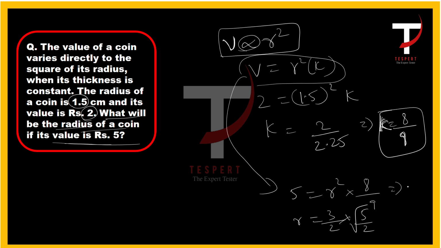Why? Because r square will be equal to 45 by 8, right? If we split this, then we will get 3 by 2 root over 5 by 2. Then r will be equal to 2.4 centimeters, right? So r will be equal to 2.4 centimeters if the value of the coin is rupees 5.